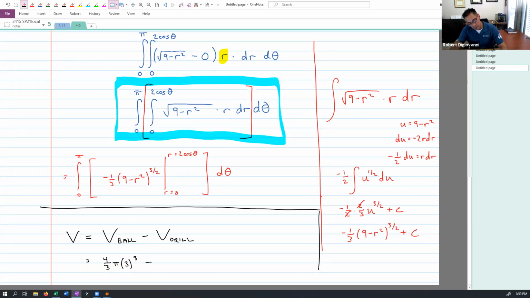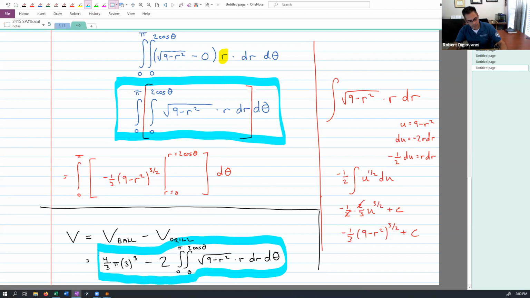Now the part that we drill out. We need to double the double integral. Well, this right here, 0 to pi, 0 to 2 cosine theta, square root of 9 minus r squared times r dr d theta. This is the answer. That computation will give you the volume of the ball that's left when you drill out the way we drilled out.